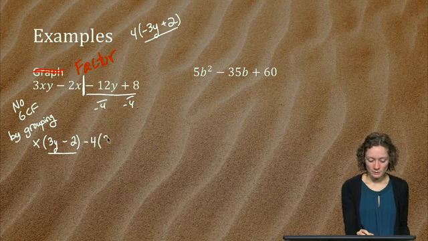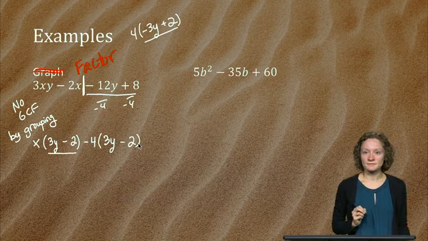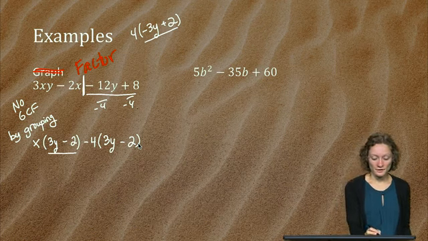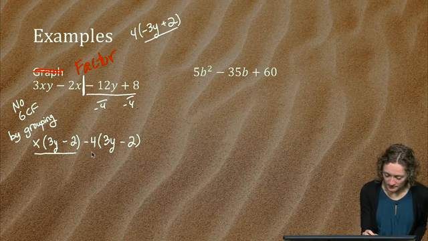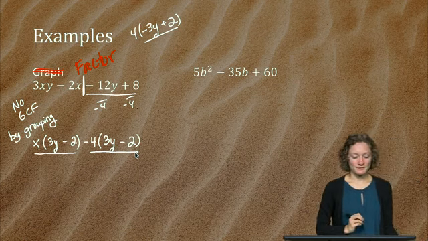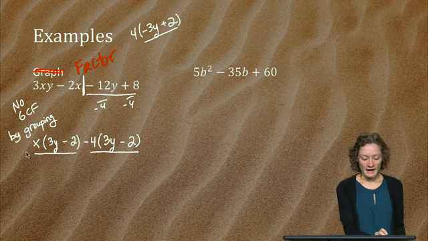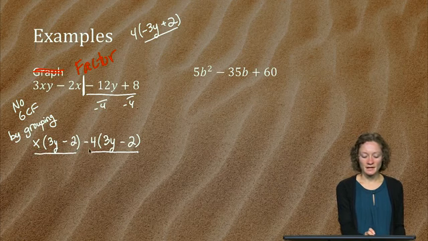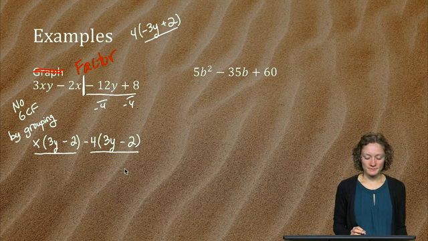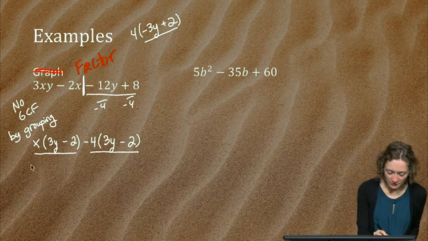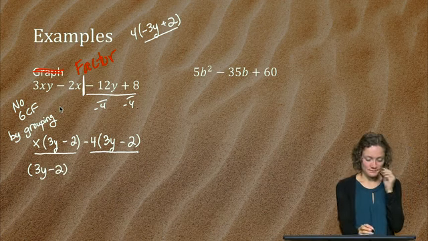That would leave us with positive 3y and negative 2. And that's your goal in this by grouping method. Okay, so once we've done this first step, then we look at x times 3y minus 2 and negative 4 times 3y minus 2. And we say, what do these two have in common? The thing they have in common is the factor 3y minus 2, just like you did previously.